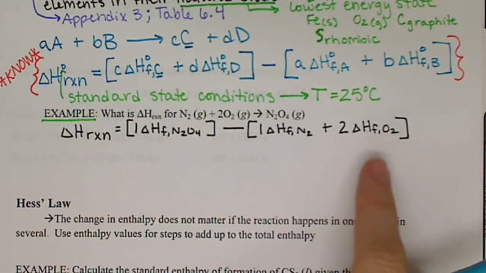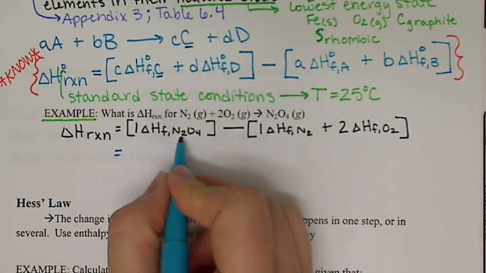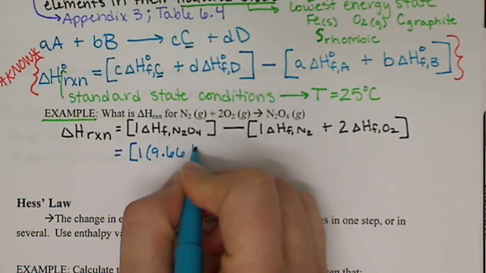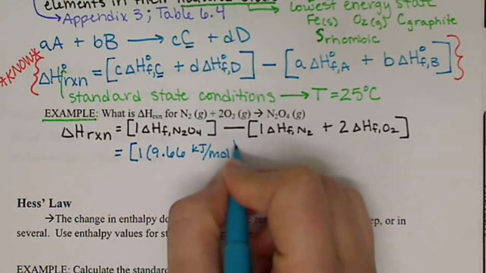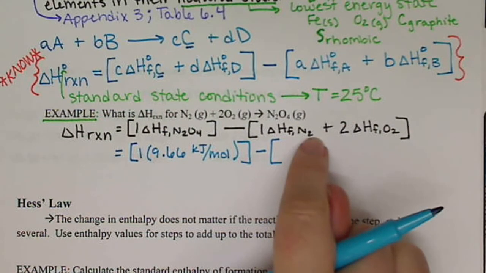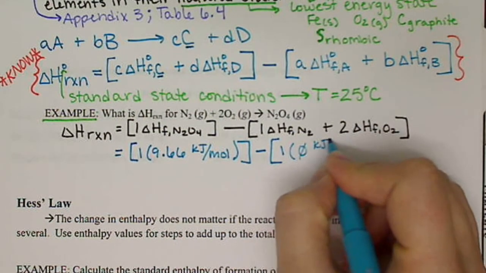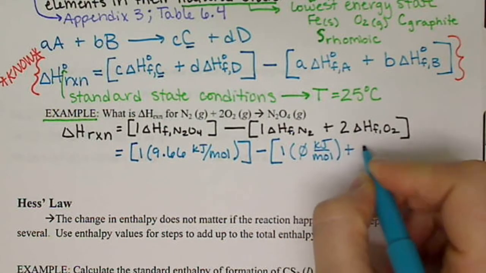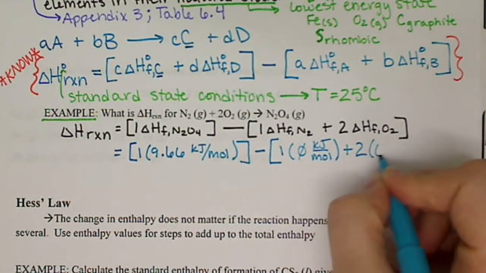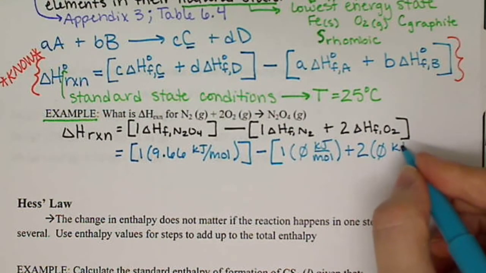So we look these up in a table; on an exam they would be given to us. From the appendix, we'll see that the heat of formation of N2O4 is equal to 9.66 kilojoules per mole. Nitrogen, as N2, is in its lowest state, so it has an enthalpy of 0 kilojoules per mole. Same thing for oxygen. It's in its gas phase and a molecule, so it's in its lowest energy phase. So by definition, the heat of formation of it is also 0.